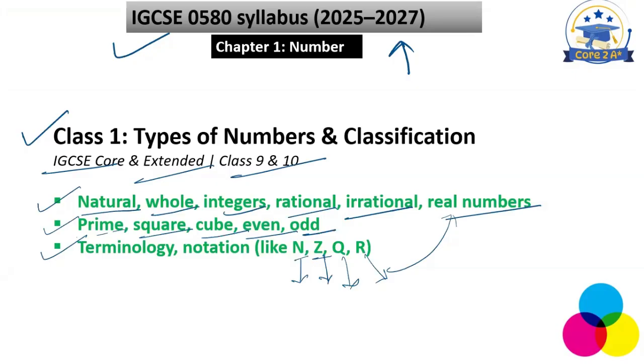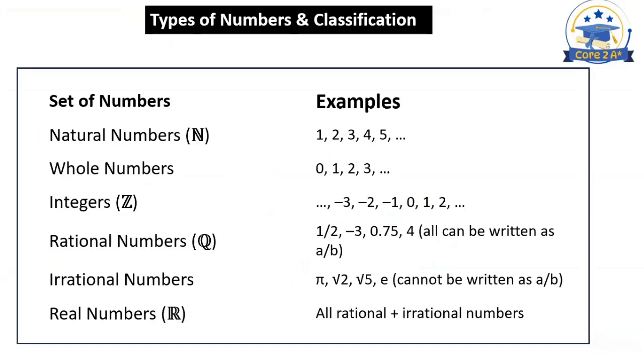Here we have the set of numbers on the left hand side and the examples on the right hand side. First we have the natural numbers, and the symbol of natural numbers is denoted by capital N. Natural numbers are just counting numbers. We count 1, 2, 3, 4, 5, and so on until infinity. It is endless, we cannot say it stops at 100. It is an infinite set.